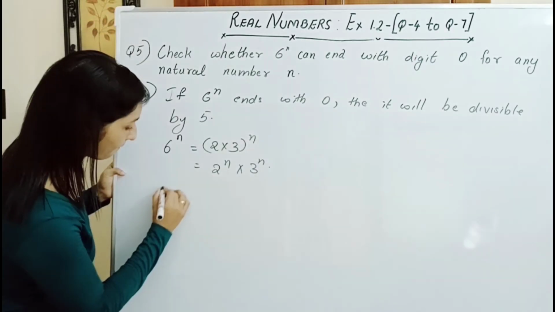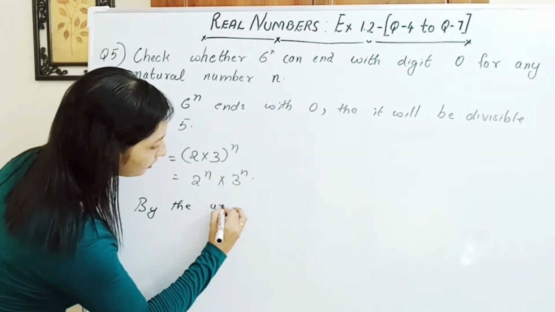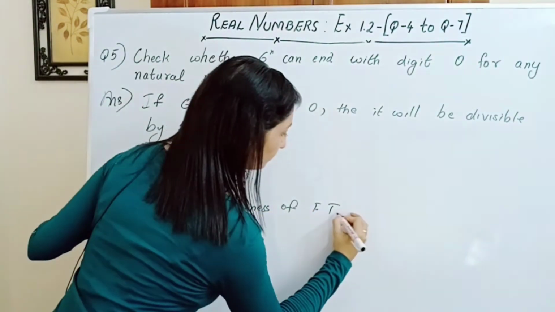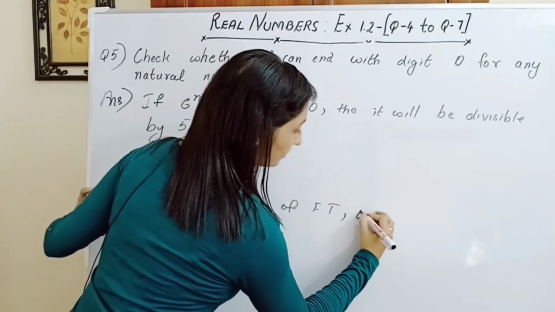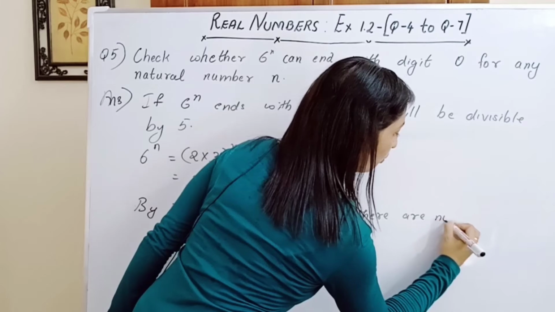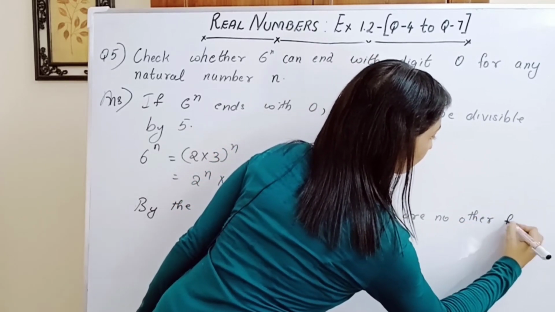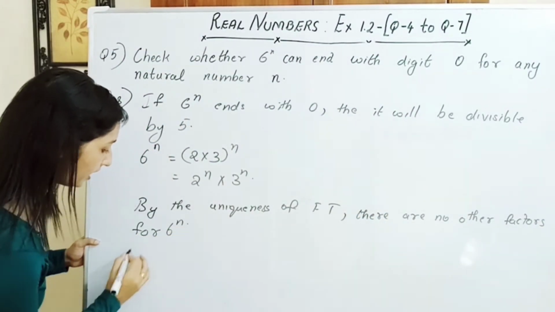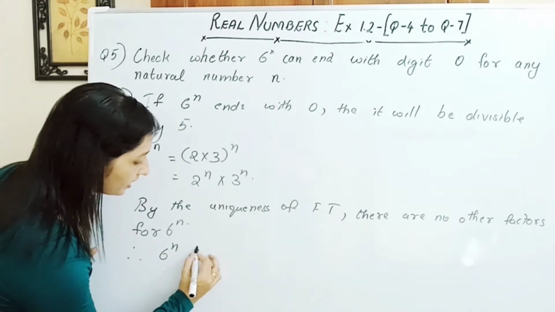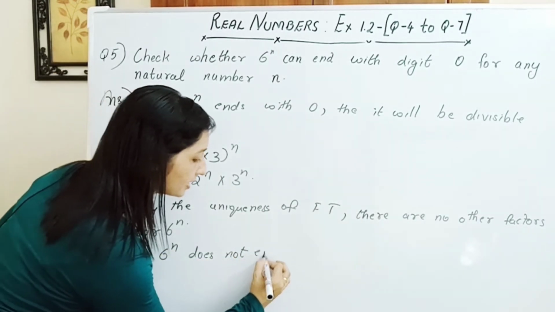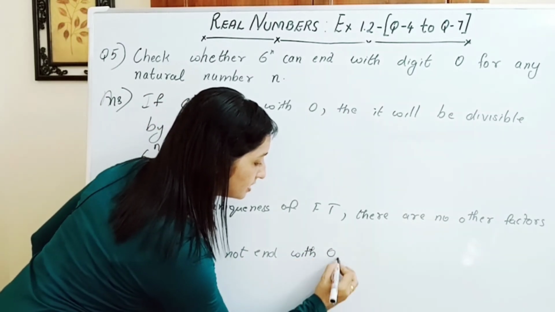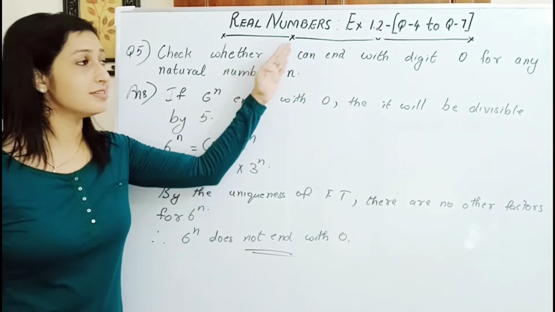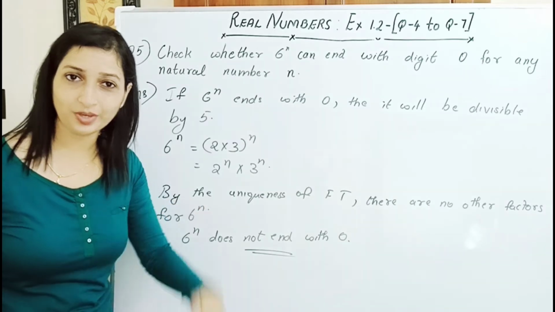So how do you write? By the uniqueness of the fundamental theorem of arithmetic, there are no other factors for 6 raised to n. Therefore, 6 raised to n does not end with 0. So this is what we have proved: for any number n, 6 raised to n cannot end with 0.